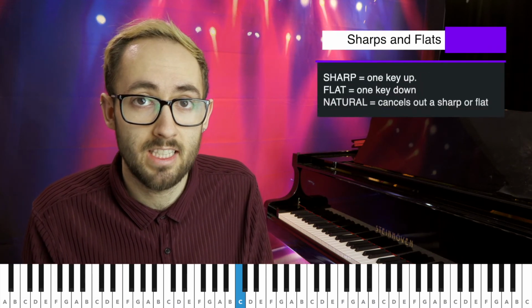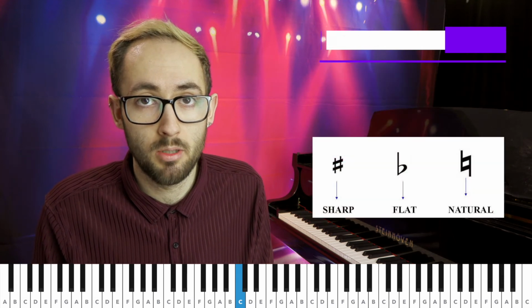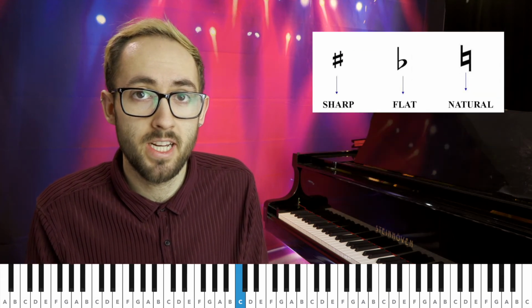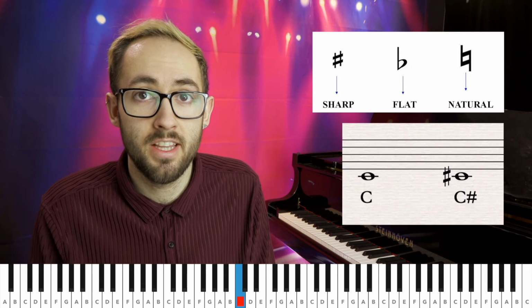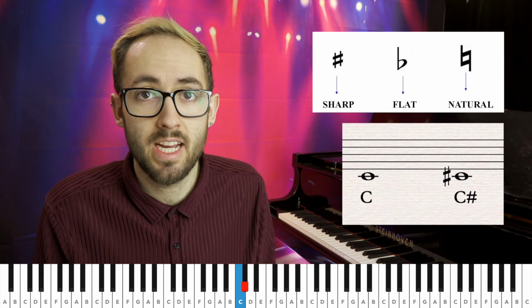The other thing to talk about with note reading is the black notes, also known as sharps and flats. So a sharp looks like a hashtag, and it just means 1 up. An example of this would be if you were to play a C, and then you played the nearest black note 1 up from a C.